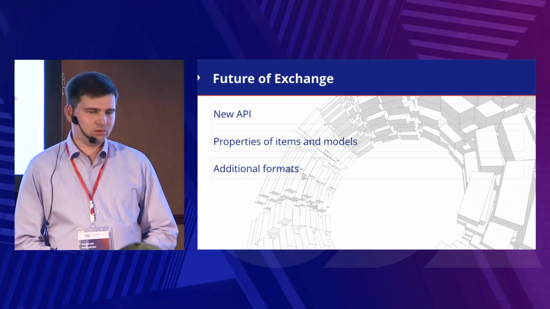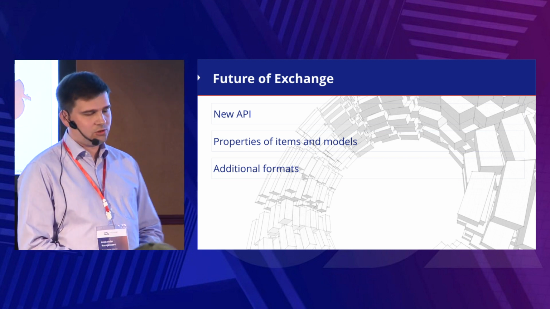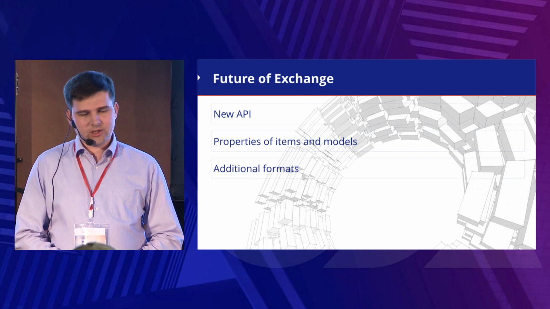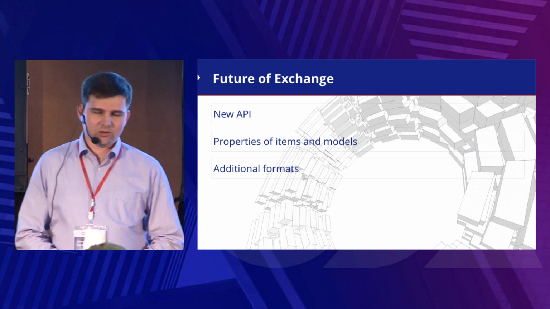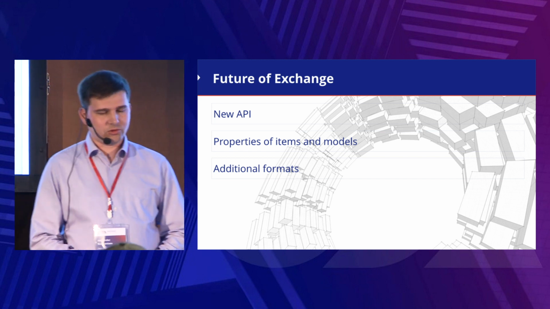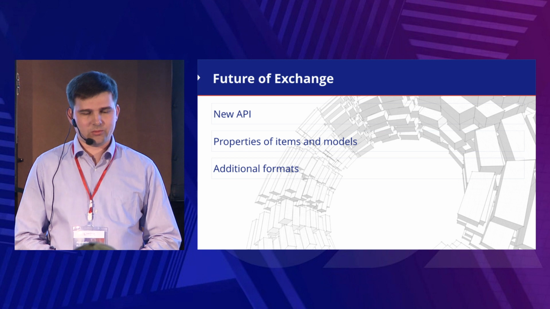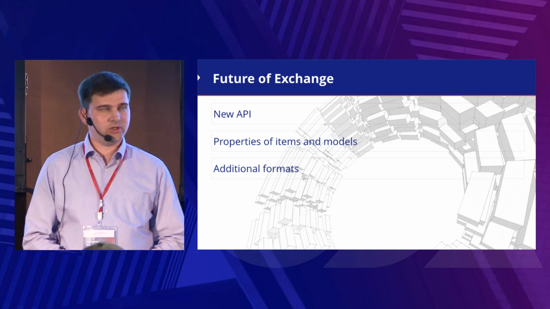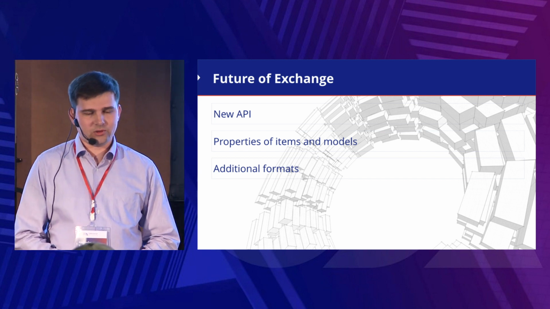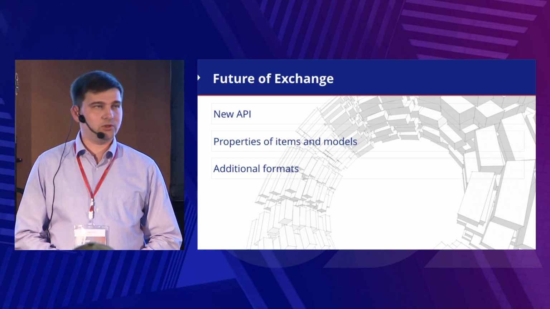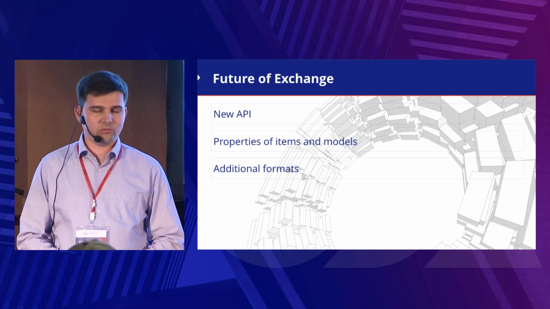And some notes about the future. As I said, we are going to provide a new API, Exchange API. This API should work with model exchange not only for geometry and models, but we are also going to support exchanging properties of items. For example, it is critical for BIM products because BIM contains not only models but also different properties. And of course, we are going to support more formats, not only DWG format, and formats from and to.